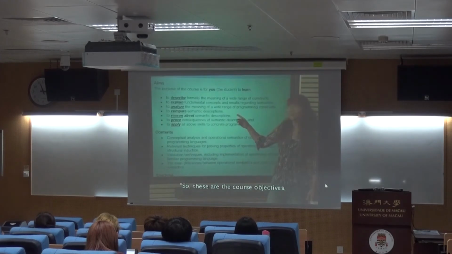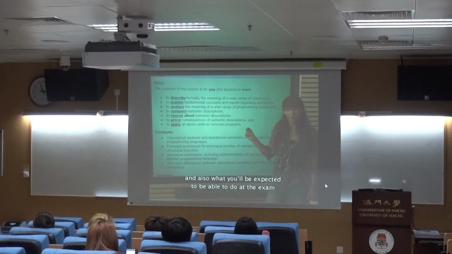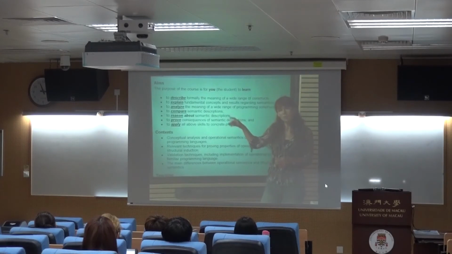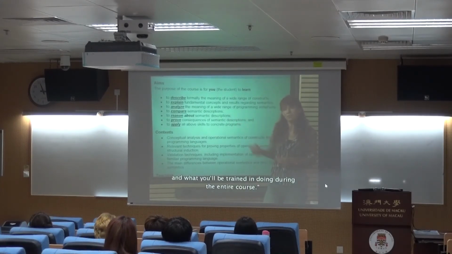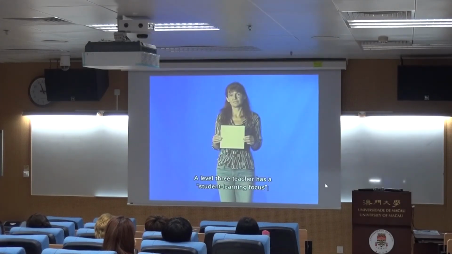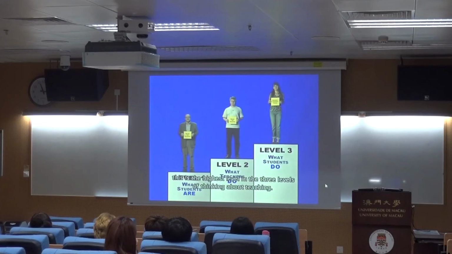So these are the course objectives, and also what you'll be expected to be able to do at the exam, and what my exam will measure. Furthermore, this is what we're going to reflect upon during the course, and what you'll be trained in doing during the entire course. A level 3 teacher has a student learning focus. This is the highest level in John Biggs' 3 levels of thinking about teaching.